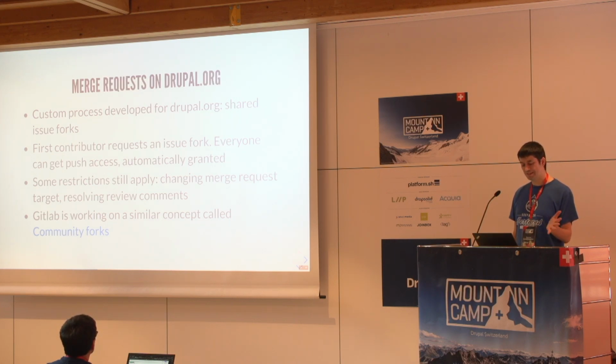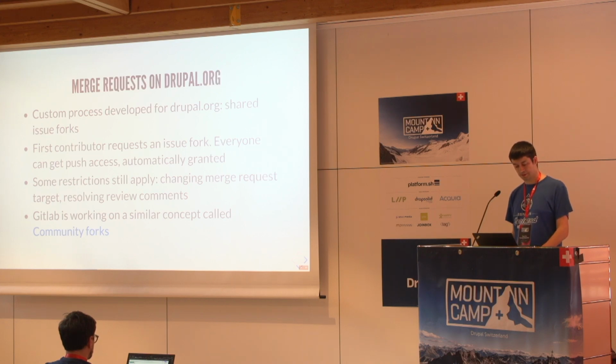There are still some restrictions, some things that don't quite work properly, like changing the merge request target and some weird things around review comments, but that's being improved. I saw some blog posts from GitLab itself that they're working on a similar concept called community forks, but it's still somewhat controlled and restricted, but still it's an issue for other projects as well, and it's being worked on.